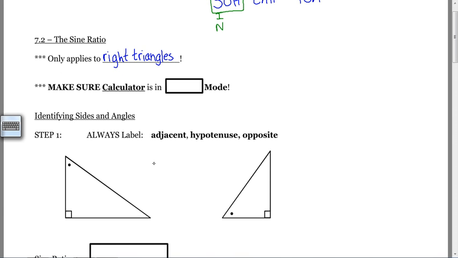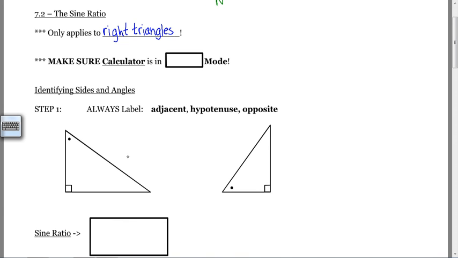It's not pronounced sin, it's pronounced sine. Make sure your calculator is in degree mode. It has a little DEG in the corner somewhere. You have to hit mode somewhere to adjust it.